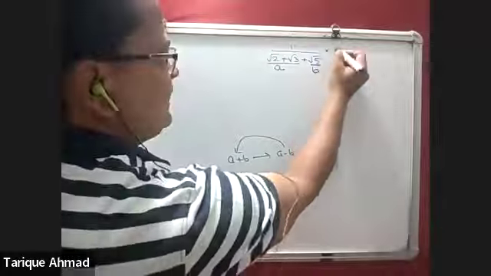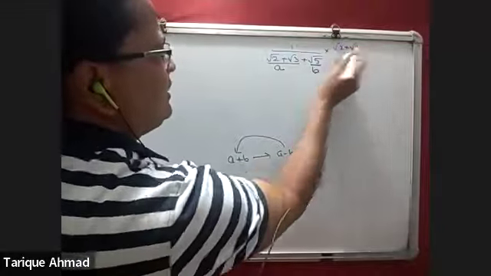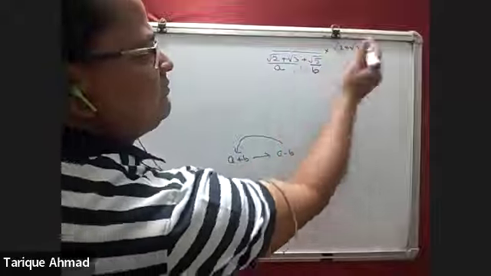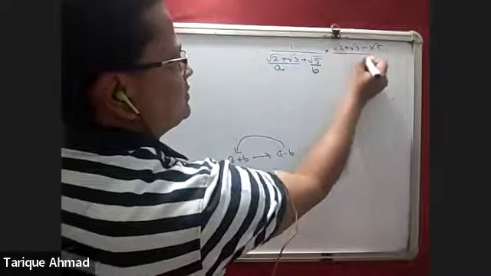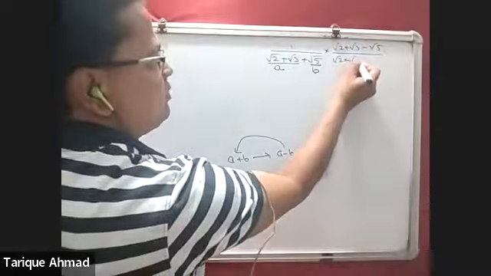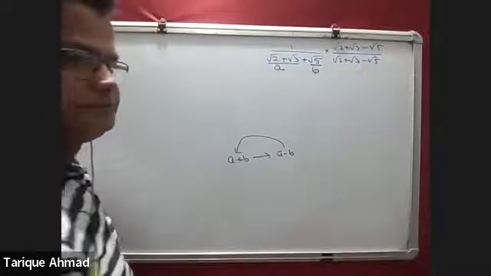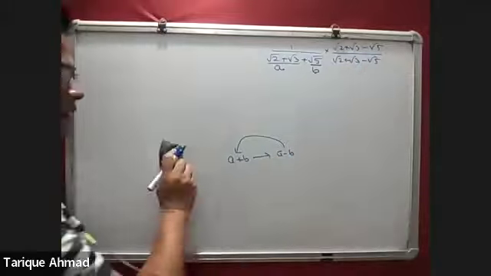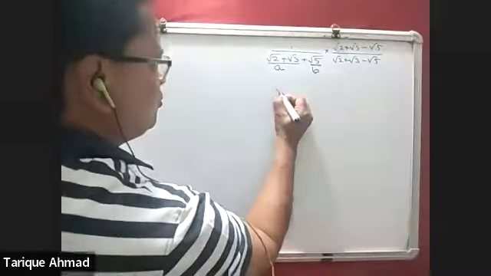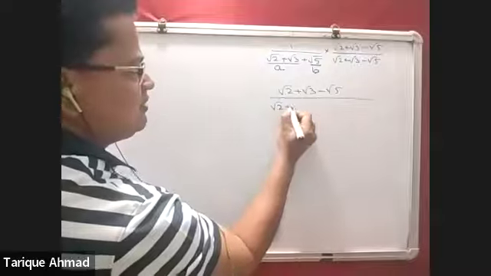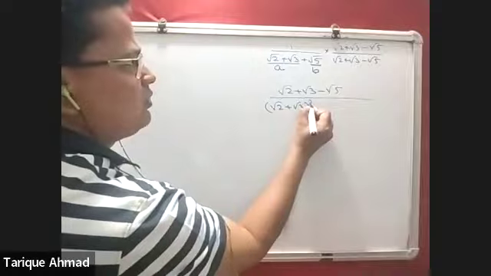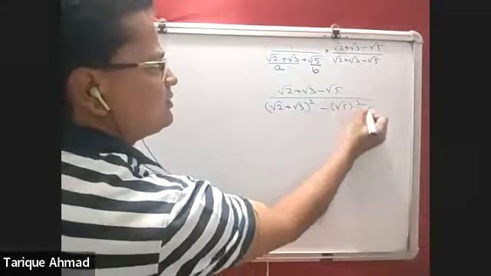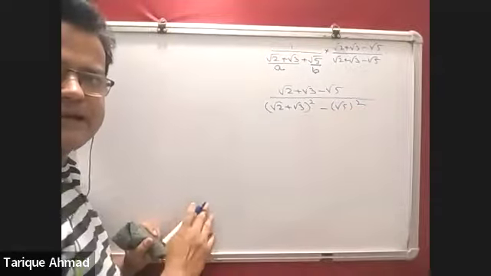Now, A, root 2 plus root 3, will remain same, only this sign will change. Root 2 plus root 3 minus root 5. Fine? Now, root 2 plus root 3 minus root 5. Here we can write root 2 plus root 3 whole square minus root 5 whole square. Getting?